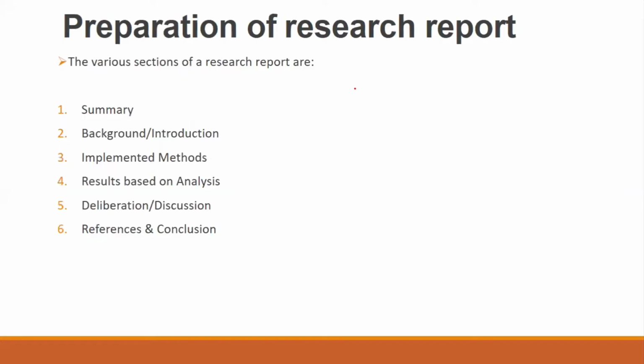Then coming to the preparation of research report. The various sections of a research report include summary, background or introduction part, then the methodology, implementation side, then the result, it is result based on the analysis, then the discussions or deliberations, then finally the references and conclusion.